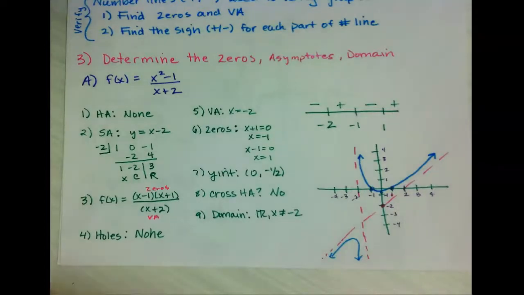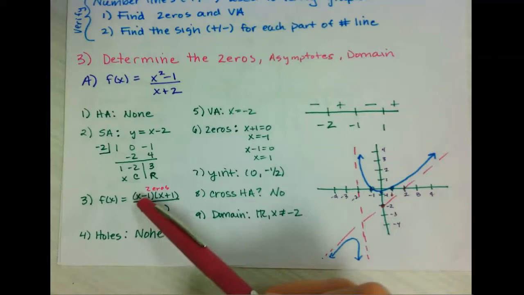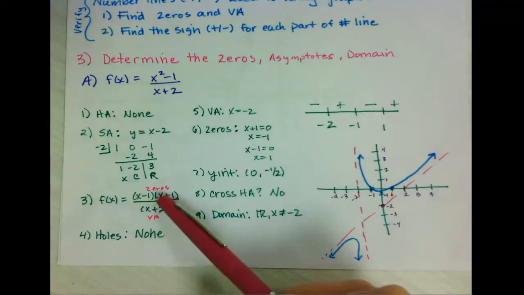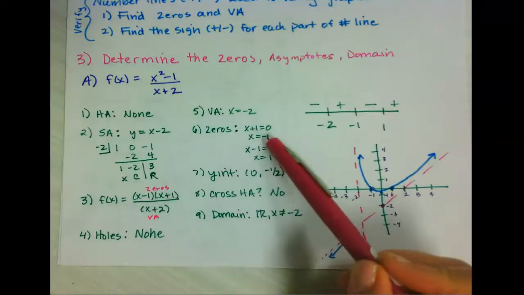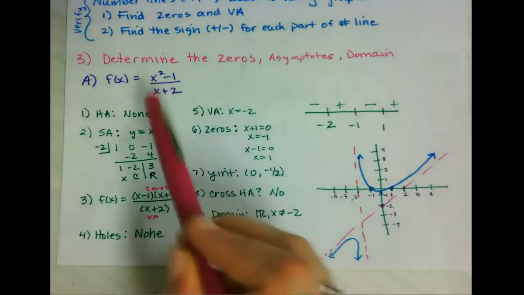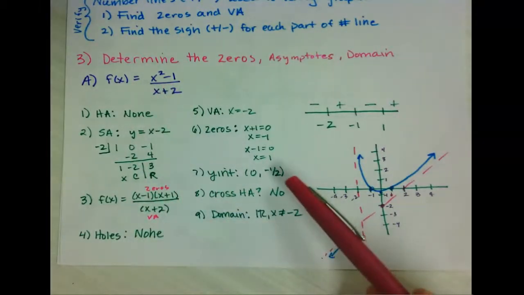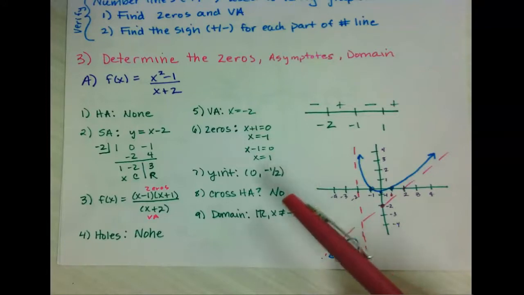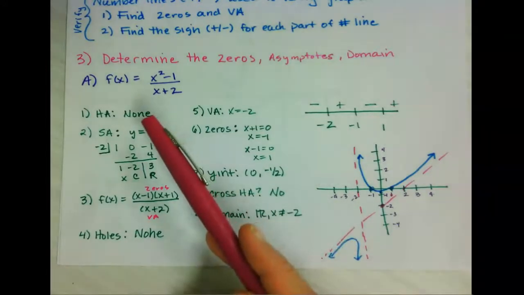Then we'll look to the top. When we look to the top, I have a 0 right here at a positive 1 and a 0 here at negative 1. So I have these two zeros. I get my y-intercept by plugging in a 0, and you can either plug it in here or up there, and that gave me negative 1/2. Does it cross the horizontal asymptote? Nope, it can't because there's not one to cross.